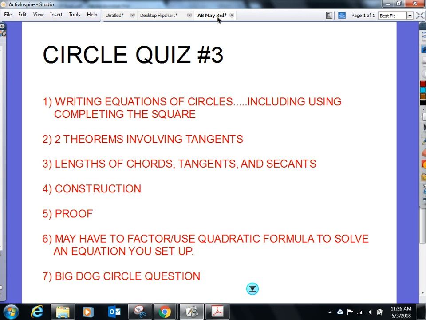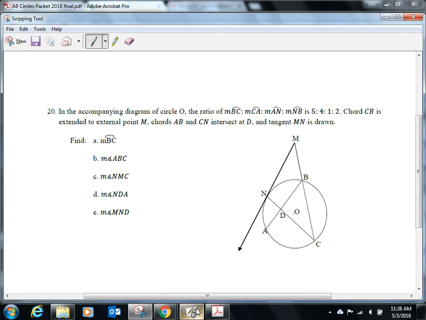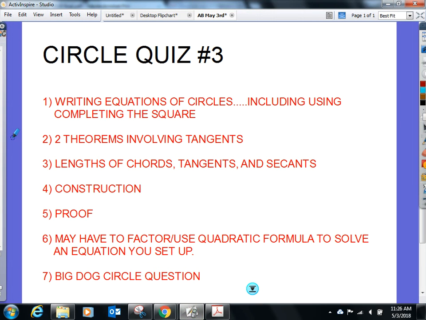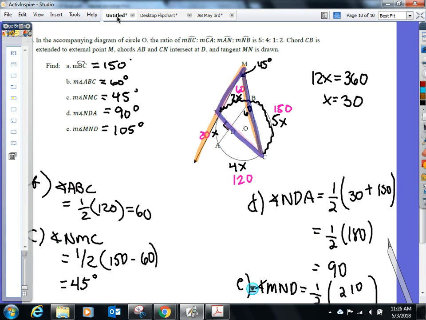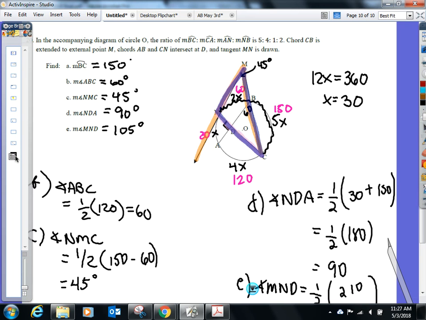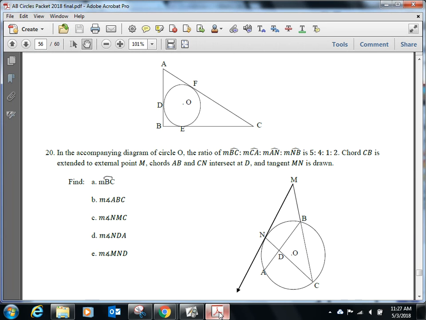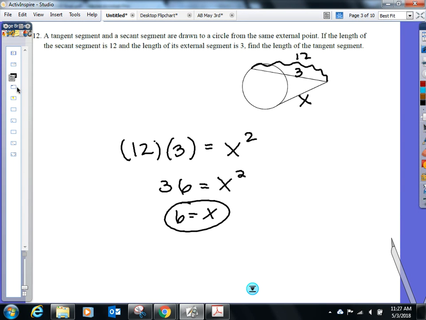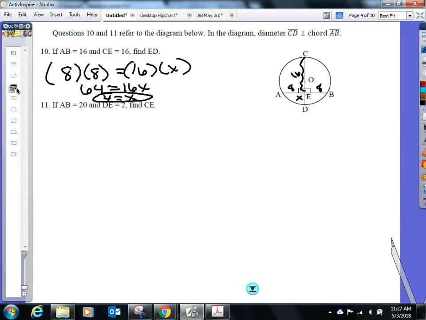Well, let me just show you real quick, Cam. I'll do a chord one next, but that's secant, whole times external. Okay, good there. All right, let's do a chord one. Can you guys go to your packet? I did it first period. Which chord one did I do? Big circle. There we go. Question 10 and 11.